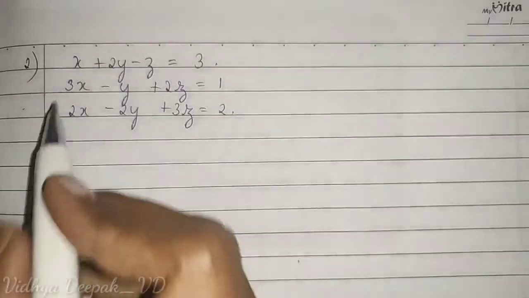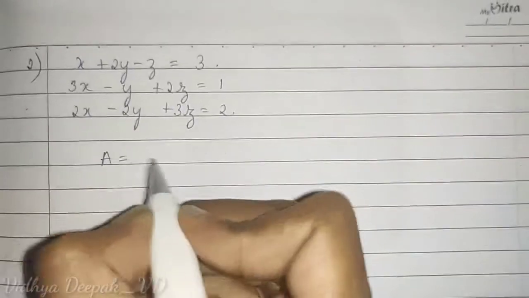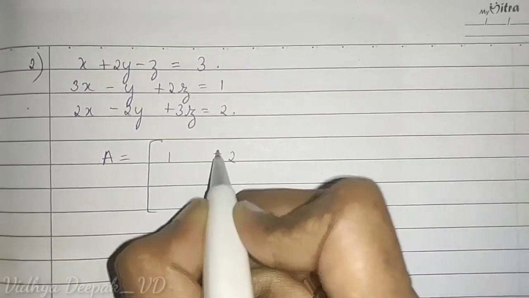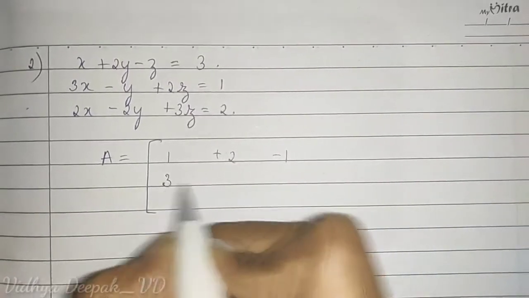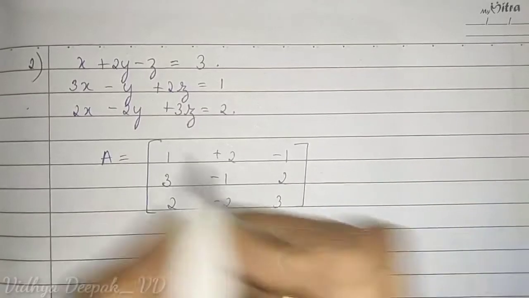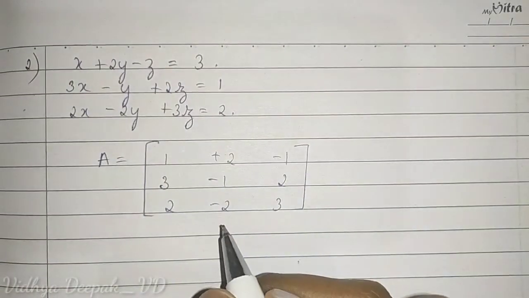Let's solve one more problem. So what is our matrix A? The coefficients of x, y, z, right? So it is 1, minus 2, 1; 2, minus 1, 3; minus 1, 2; 2, minus 2, 3. Coefficients of x, y and z we have written as matrix A.